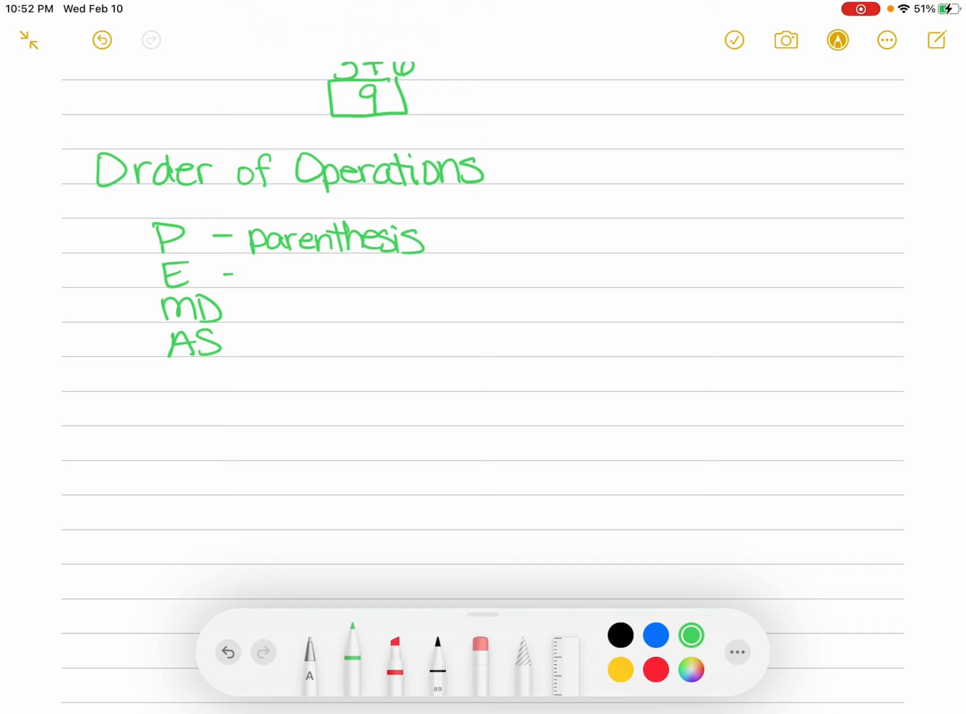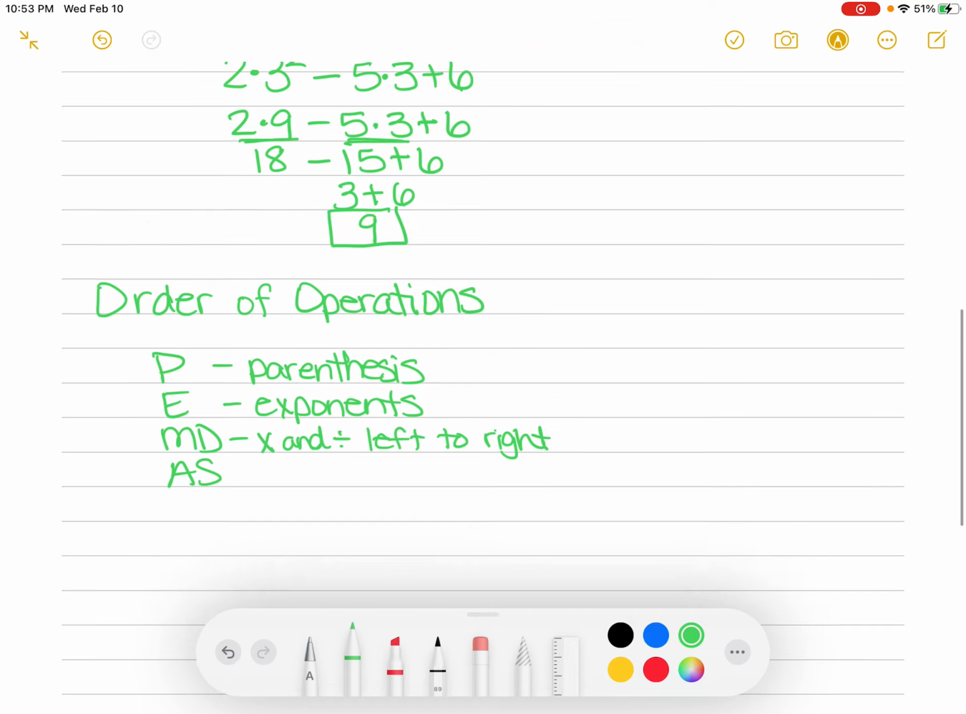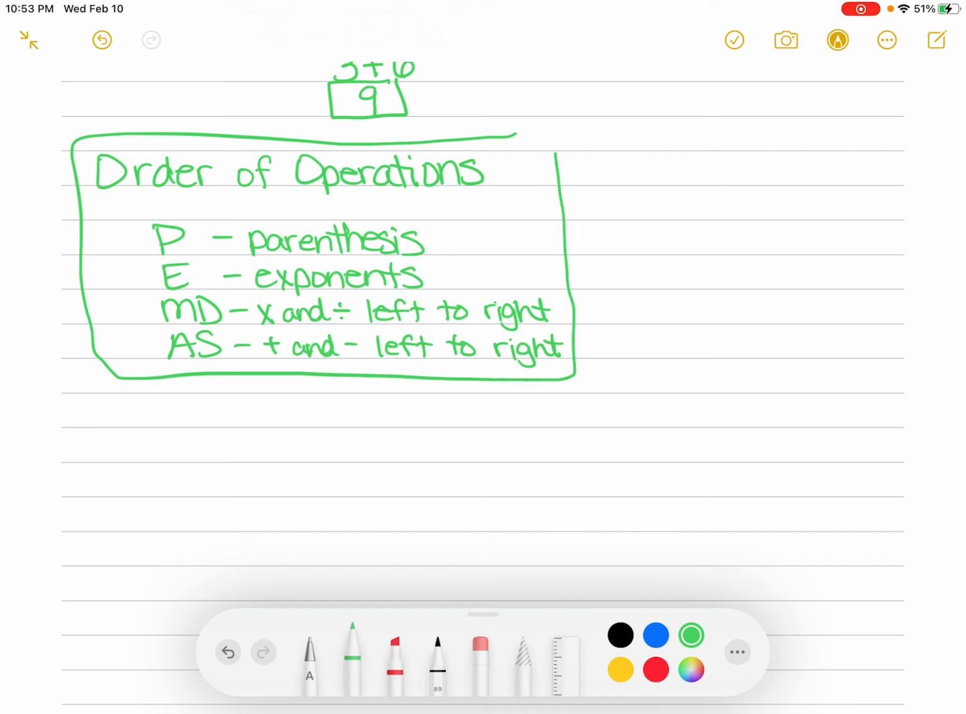Okay, parentheses, and then I'm going to do exponents. That one I just did not have parentheses, so I did exponents first. Then I'm going to multiply and divide from left to right. That's why I did my multiplication here before I did any addition or subtraction. And then I'm going to add and subtract from left to right. Okay, so remember, these are order of operations. We did that at the very beginning of the school year.